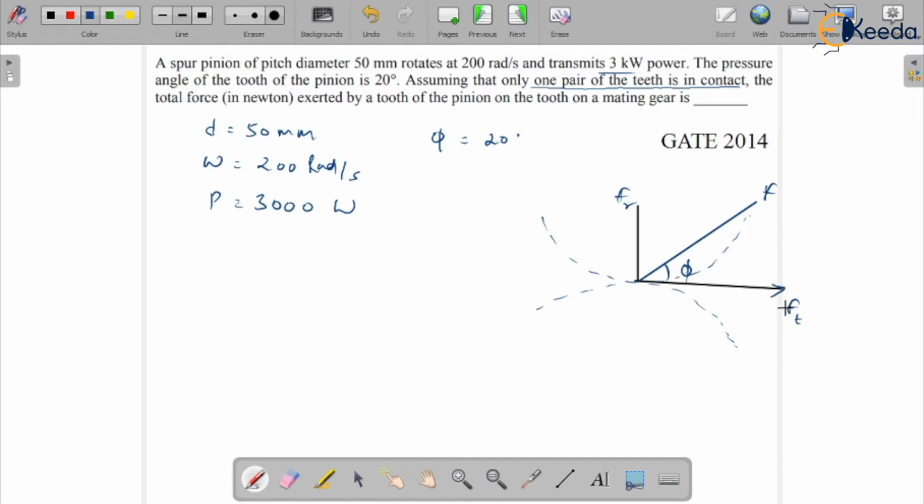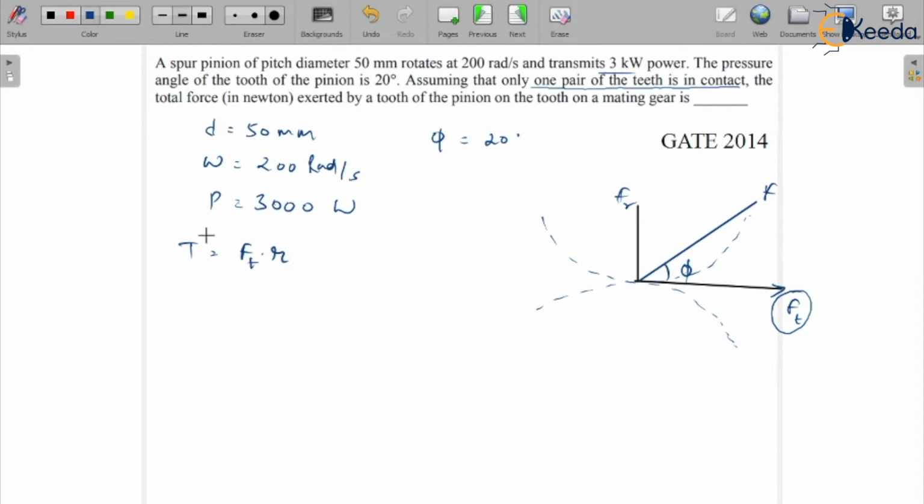This is very simple. First we need to calculate the Ft value. How can we calculate Ft? We know that torque is equal to Ft multiplied by radius r. So if we get the value of torque, we can easily find the tangential force. So this is equation number 1. And how can we calculate the torque? We know that P is equal to 2 pi NT upon 60, and P is 3000, power is 3000.